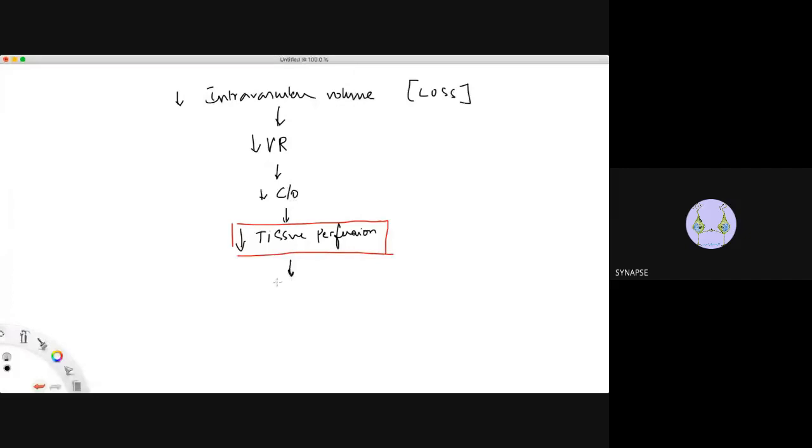Now what happens because of decreased tissue perfusion? There is going to be accumulation of the metabolic products, especially lactic acid. So lactic acid accumulates, resulting in acidosis. This is because of accumulation of the metabolite lactic acid, which is called metabolic acidosis. Now, the body will not keep watching this. The compensatory mechanisms will come into play. Once there is decreased cardiac output, the body is going to activate the sympathetic system.